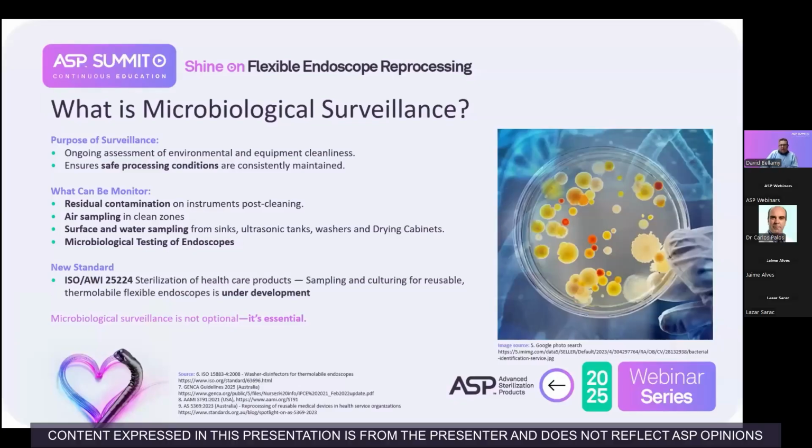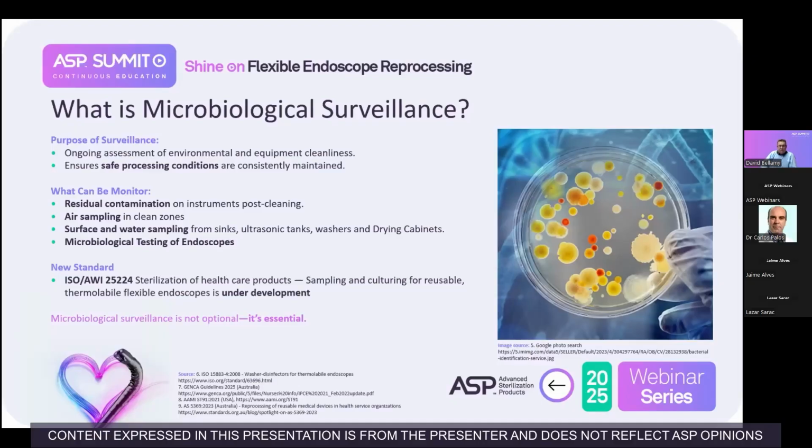So the purpose is to provide ongoing assessment of all your environment and equipment throughout the reprocessing workflow. It looks at practical applications where surveillance activities should target areas of equipment most vulnerable to contamination. It includes post-cleaning residues that can leave protein and microbial residue, and it also monitors the different types as well. Different kinds of testing include ATP tests, protein detection swabs, or of course microbial culturing, especially when you're validating new processes.